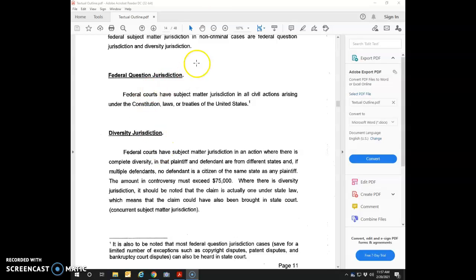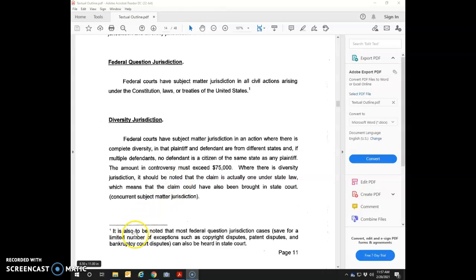One point I want to make, however, and it's a footnote number 1, is that most federal question cases, except for a few like copyright disputes, patent disputes, and bankruptcy court disputes, can also be heard in state courts. But typically, I think if we counted up percentages, by far the largest percentage would be cases brought in federal court.